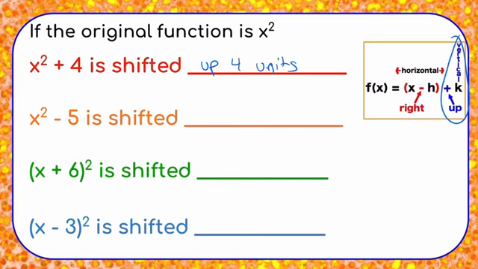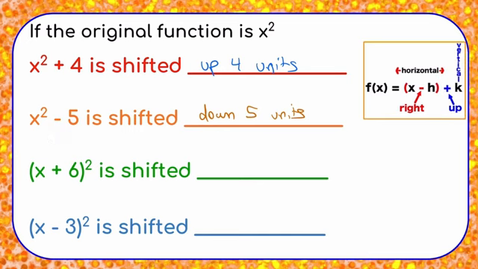Let's do the next one. X squared minus 5. How can you describe this shift? That is going to be down 5 units. Because there's no parentheses, so it's still a vertical shift. And if a plus sign is up, a minus sign would be down.